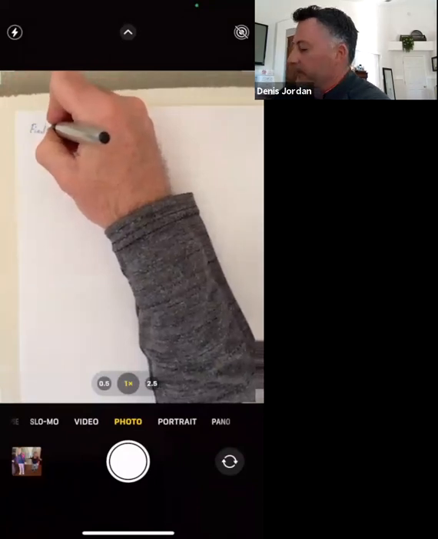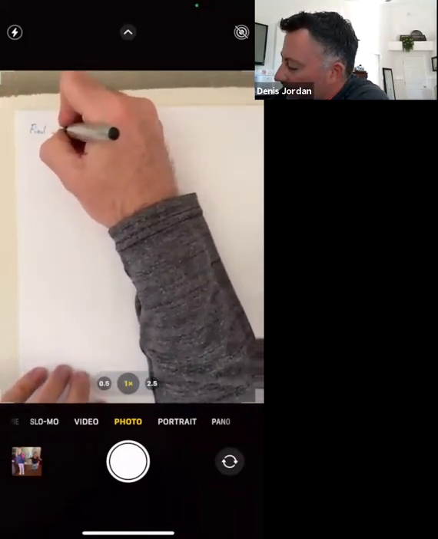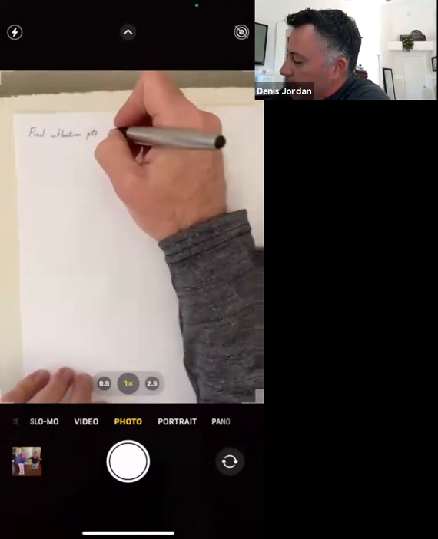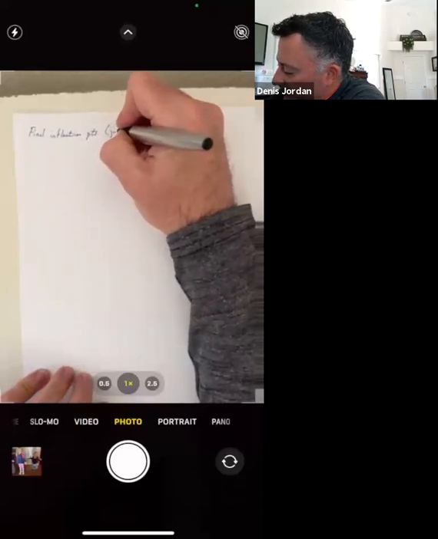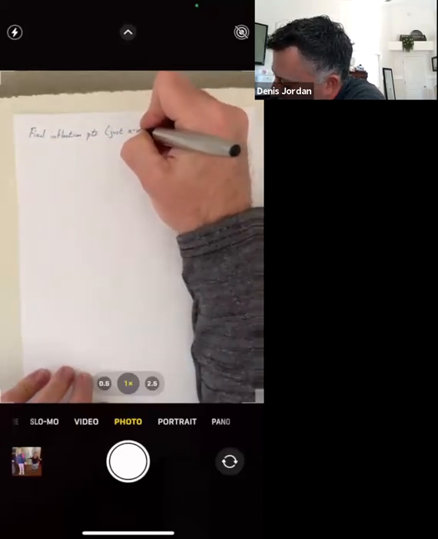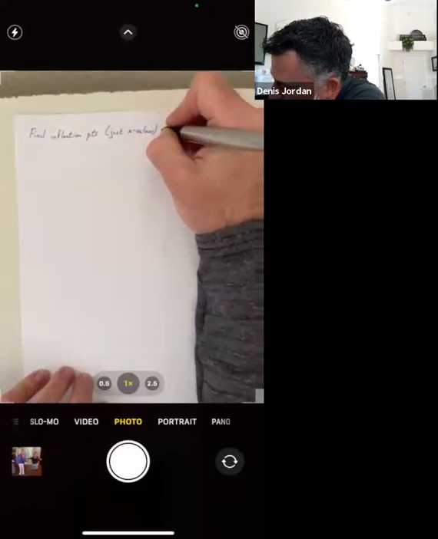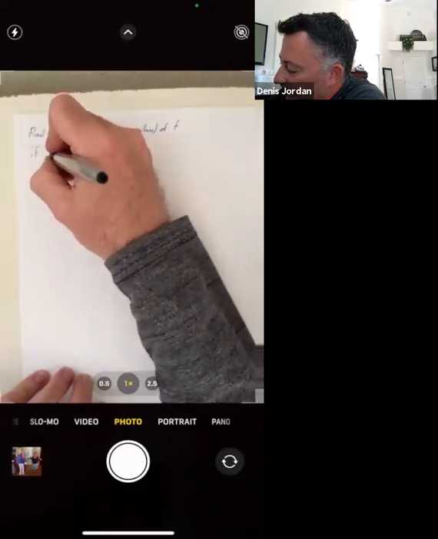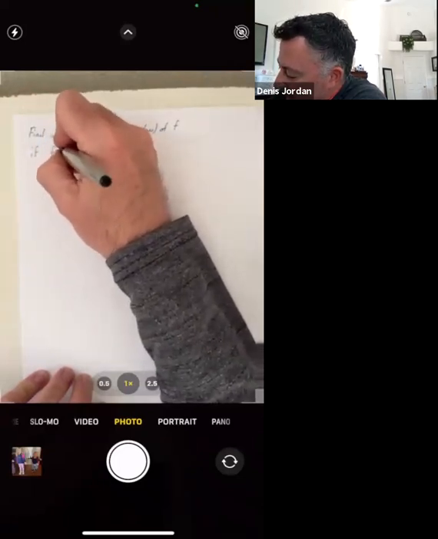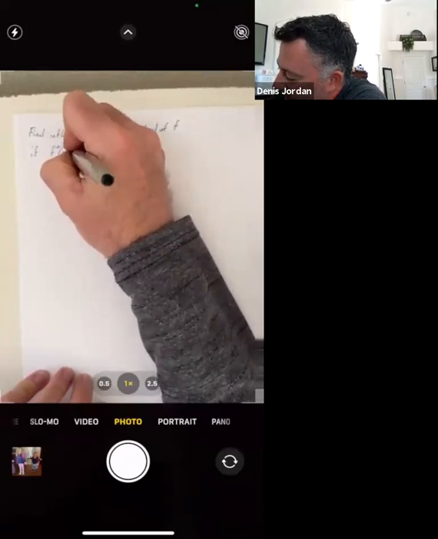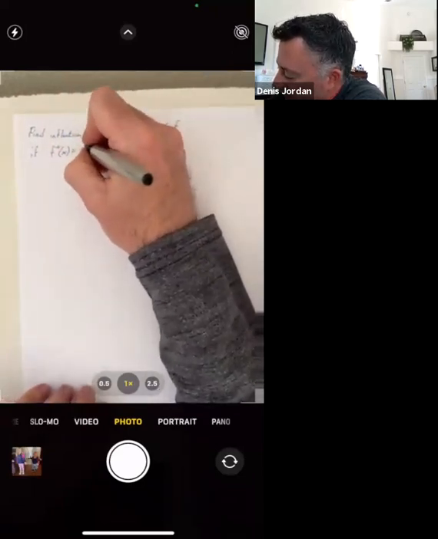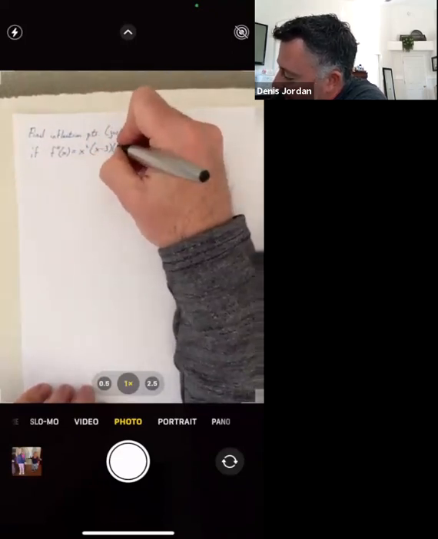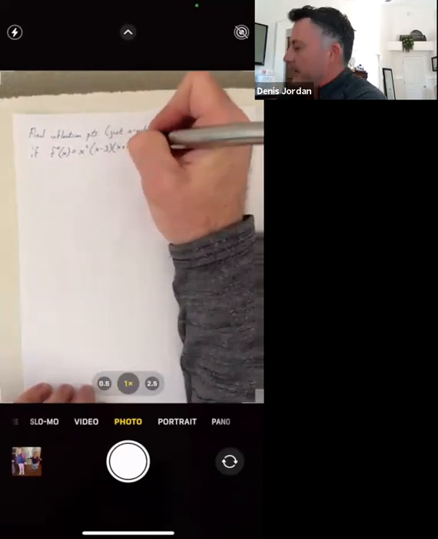Let's find the inflection points, just x values. I have f, if the second derivative is equal to x squared times x minus 3 times x plus 4.